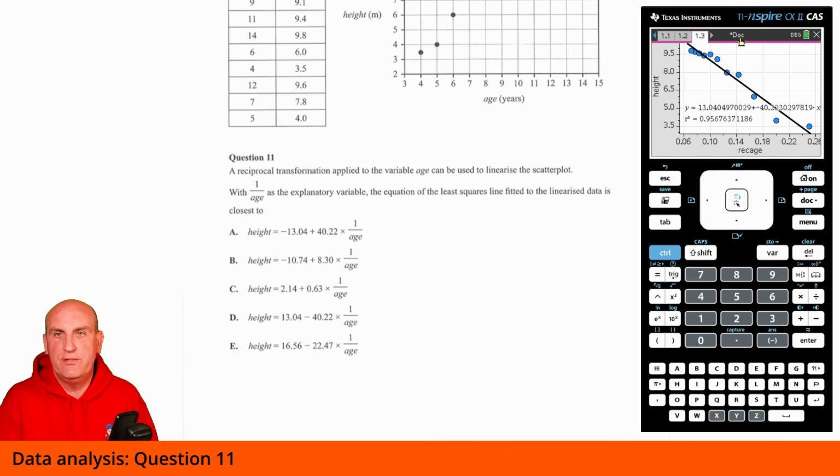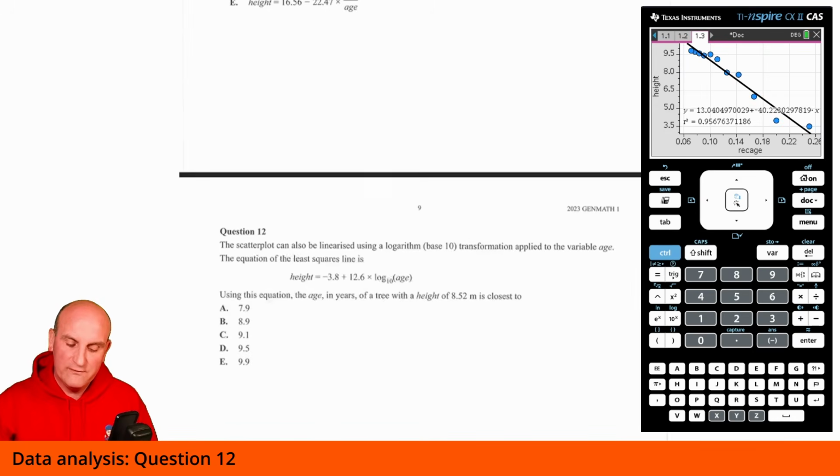And so you were just finding 13.04. It's got to be positive and minus 40.2. And again, I know it's really hard because I can't circle it because it's a different screen, but that plus minus means it's minus. So I'm looking for 13.04 minus 40.02, which I think gives me D as my correct answer for that one there.